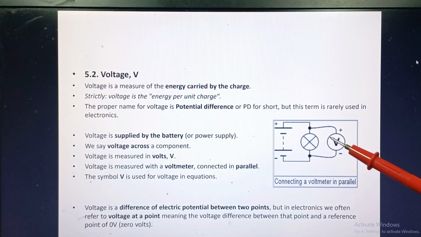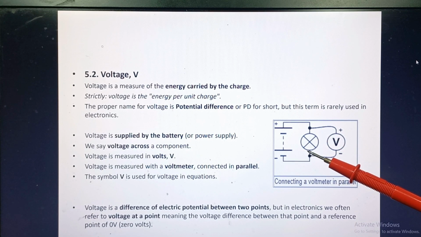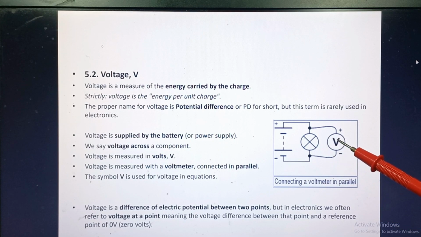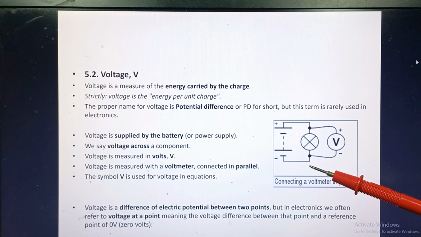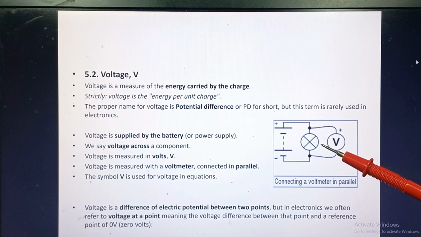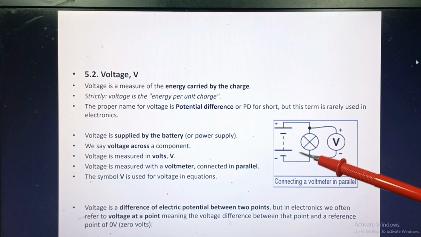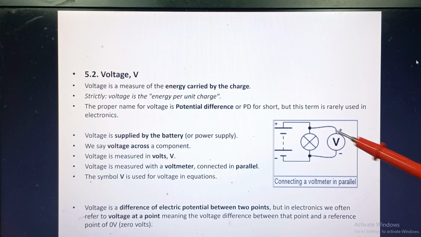So we say voltage across a component. Voltage is measured in volts. Voltage is measured by the voltmeter connected in parallel. Yes, you have connected the voltmeter in parallel across the load. The symbol V is used for voltage in equations. Voltage is the difference of electrical potential between 2 points. These are the 2 points across which you are going to measure the voltage.